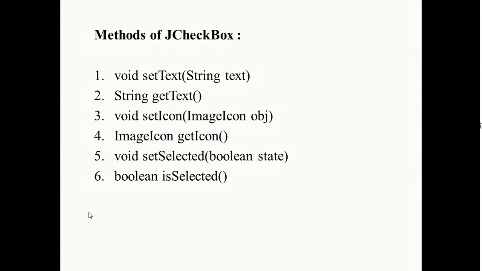Fifth method is setSelected, having parameter boolean state. This method is used to change the state of the JCheckBox. If it is true, then the checkbox is checked. Otherwise, the checkbox is unchecked. So, the setSelected method is used to change the state of the checkbox. Sixth method is boolean isSelected. This method returns the selected state of the checkbox. These six are the methods of the JCheckBox.